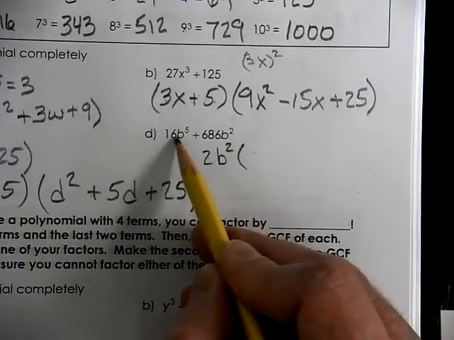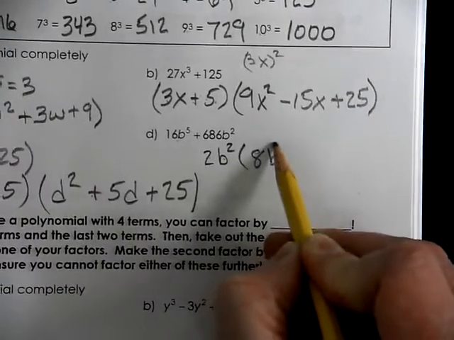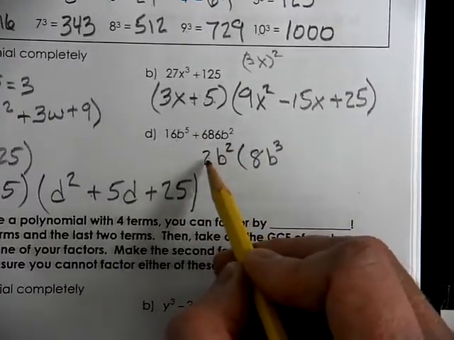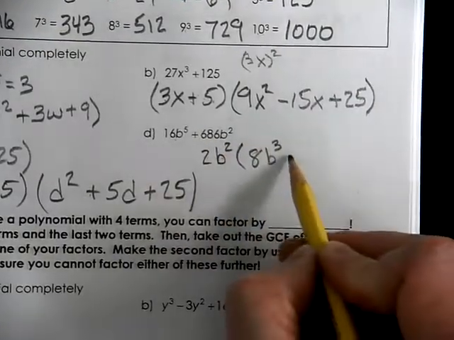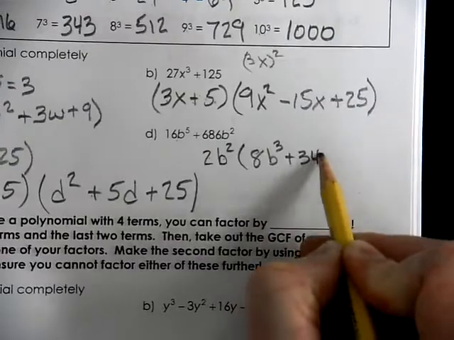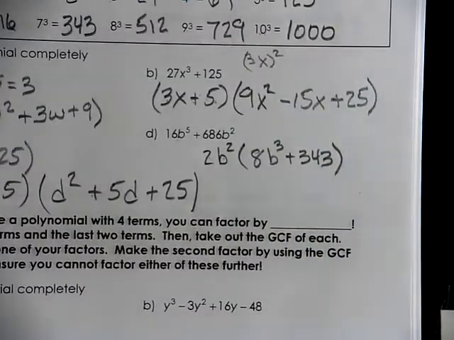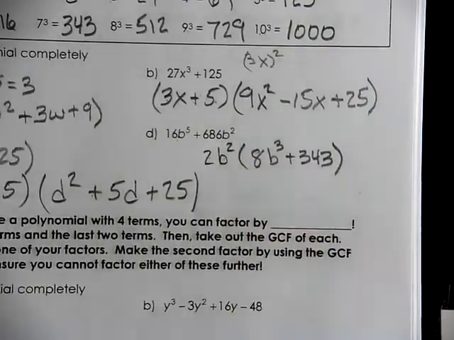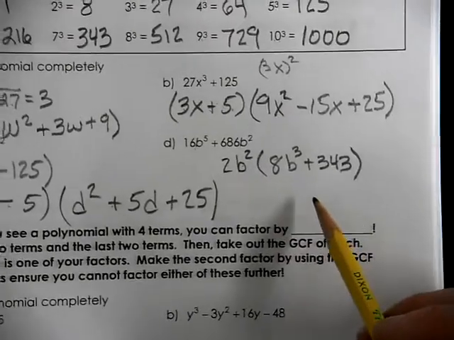Two times what is going to make 16? B cubed, because when you add those exponents together, you get to the 5th power. Nice work. 2 times what is going to make 686? 343. And it's just 343. There are no b's, because with this b squared, that would give us a total of 686b squared. We did these numbers on purpose.